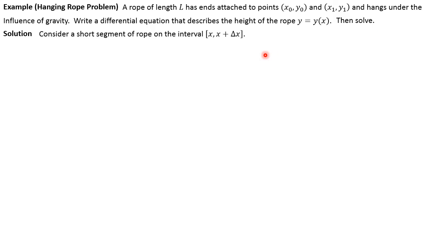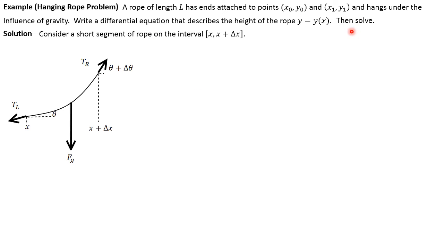So we're going to actually find a differential equation that will help us figure out what shape the rope makes when it hangs between these 2 points. So our hanging rope, if we look at a short segment of the rope, which I've pictured here, there are 3 forces acting on it. There's a force of tension pulling the rope to the left. There's a force of tension pulling the rope to the right, and there's a gravitational force pulling straight down.